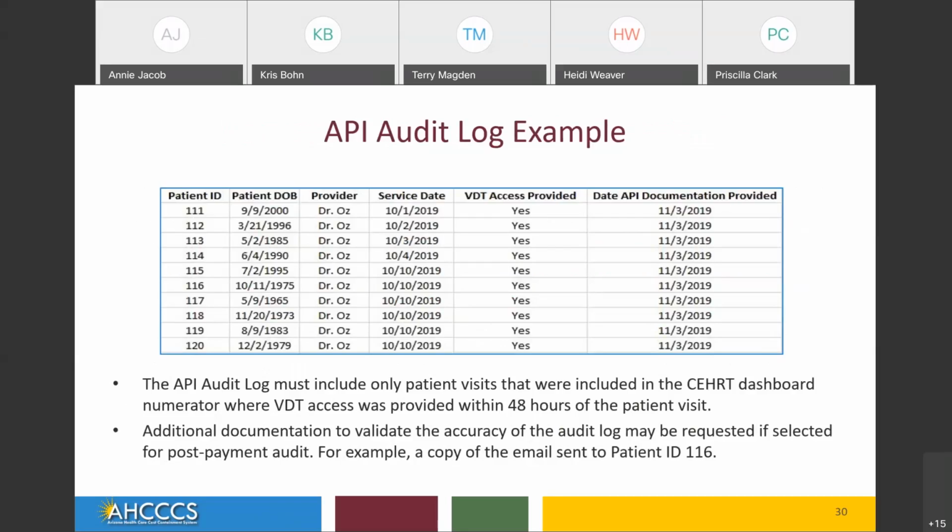The API audit log must include only patient visits that were included in the Cert dashboard numerator, where VDT access was provided within 48 hours of the patient visit. Additional documentation to validate the accuracy of the audit log may be requested if selected for post-payment audit. For example, a copy of the email sent to patient ID 116.